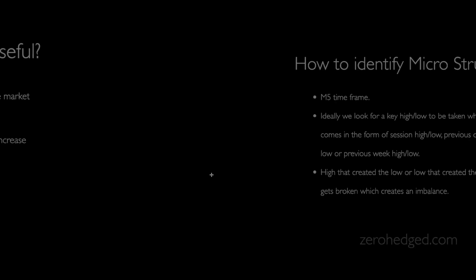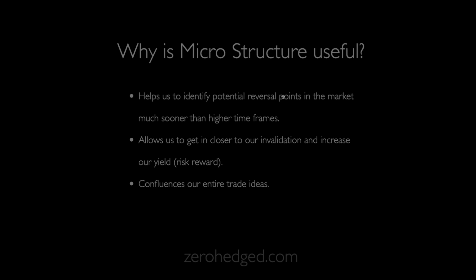So if we come back to our rules, it helps us to identify potential reversal points in the market much sooner than the higher time frames. It allows us to get in closer to our invalidation, increase our yield, and add confluence to our entire trade idea.